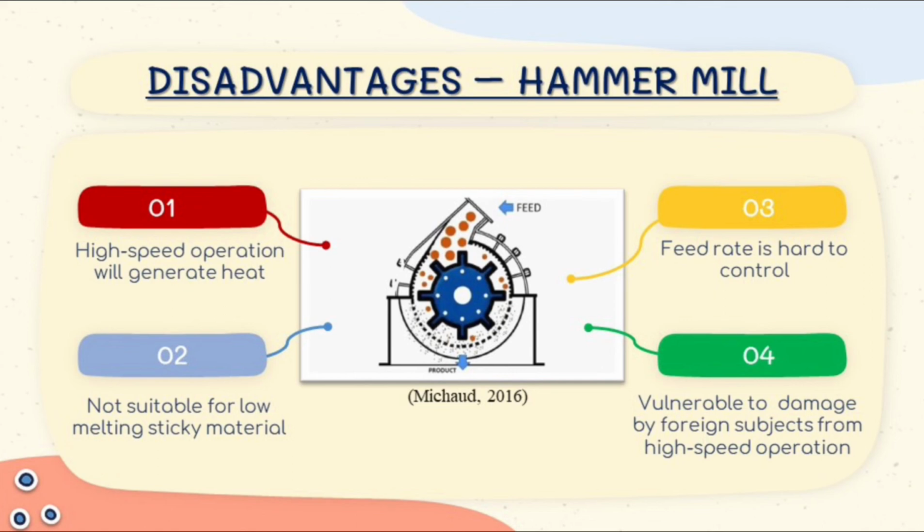Moreover, the feed rate is hard to control, thus it must be carefully controlled as the mill may become clogged, resulting in reduced efficiency or even malfunction. Furthermore, the high speed of operation makes the hammer mill vulnerable to damage by foreign objects such as metal or stones in the feed. Magnets can be used to extract iron, but the feed must be visually inspected for any other contaminants that might be present.